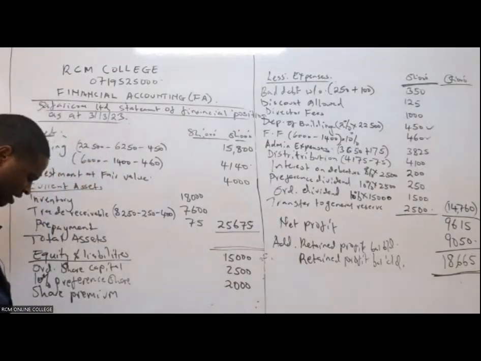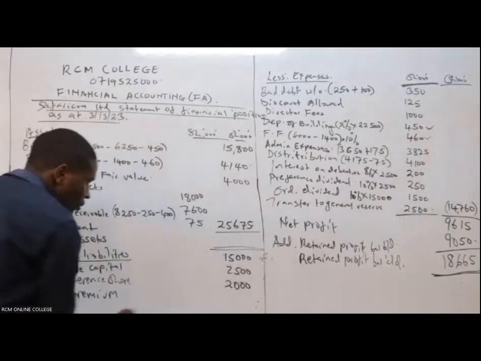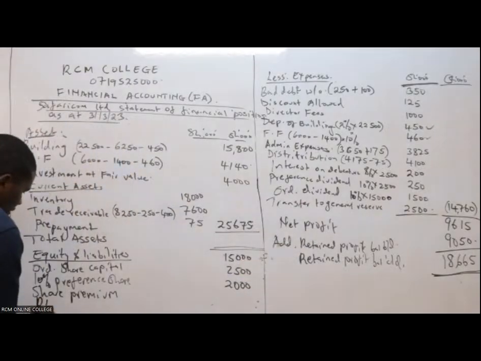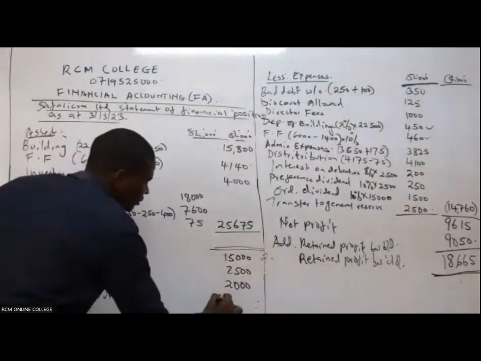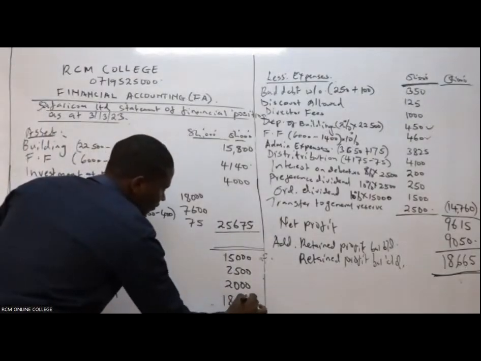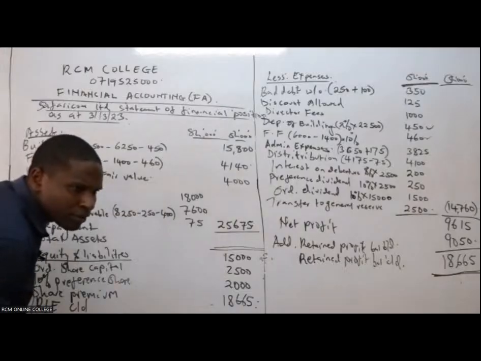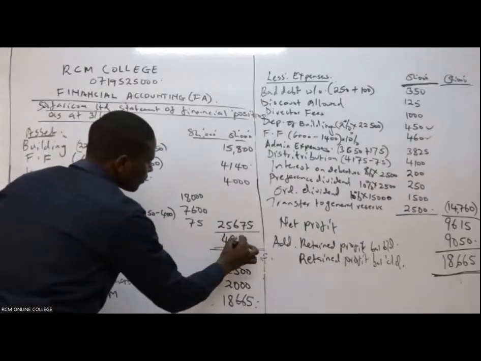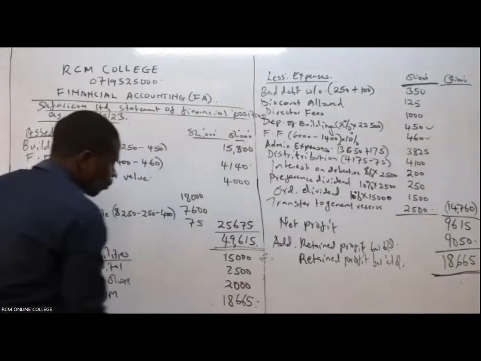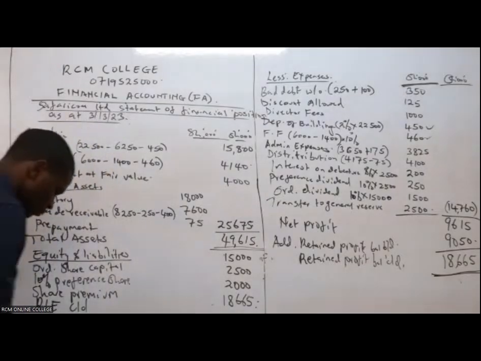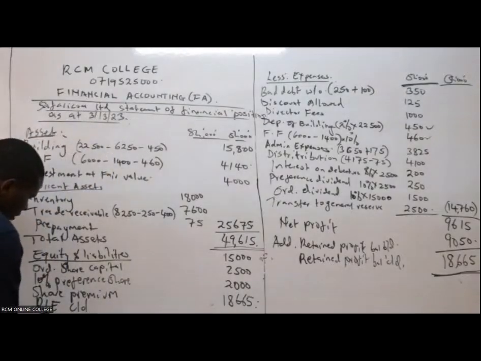Share premium. Then we had retained earnings, the one carried down. Retained earnings carried down is 18,665. Total 49,615. We are almost there. Then we have a transfer to general reserve.